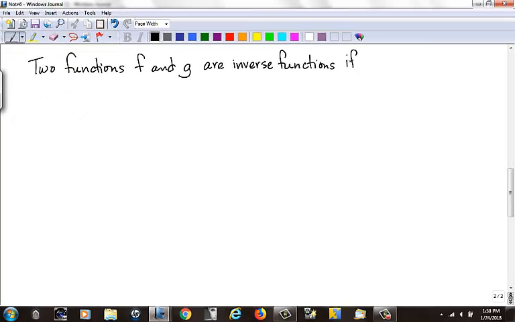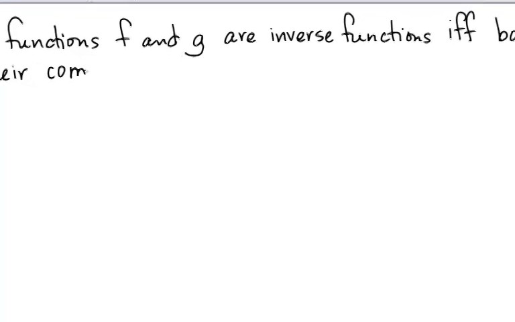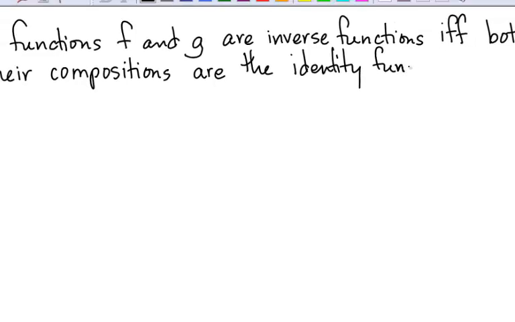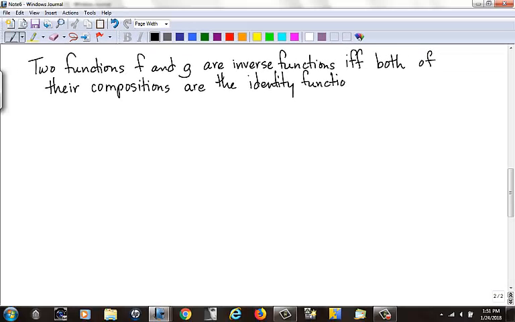Two functions are inverses if and only if both of their compositions are the identity function. And the identity function in this case is just x, like y equals x.